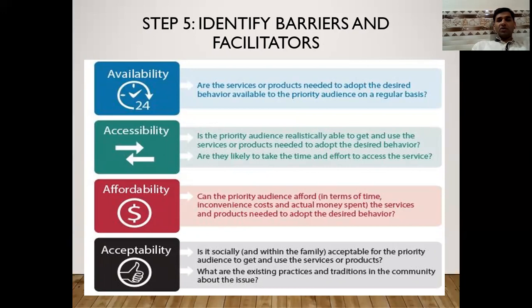So you need to see the availability. Are the services or products needed to adopt the desired behavior available to the priority audience on a regular basis? Accessibility, whether they are accessible. Affordability, can everybody afford it? And what age and what income group you are catering towards. Acceptability, whether people accept this. In religious terms, many people say no to such family planning issues. They are not concerned about maternal health.